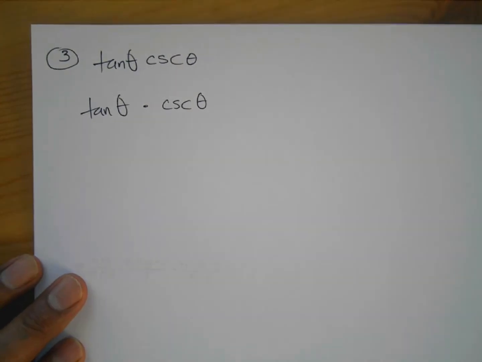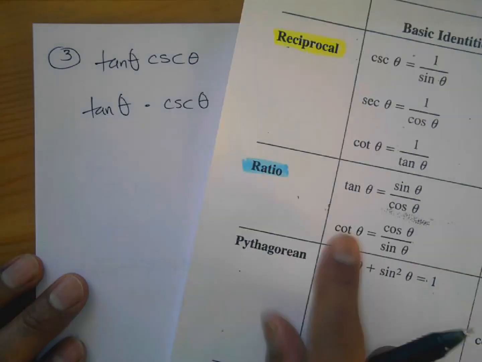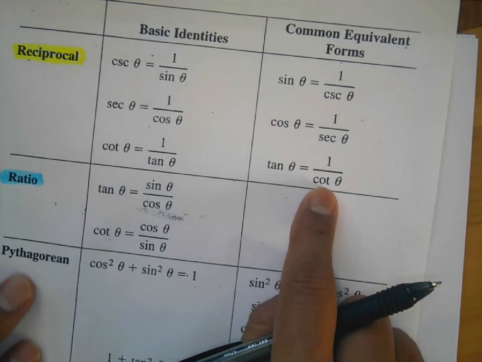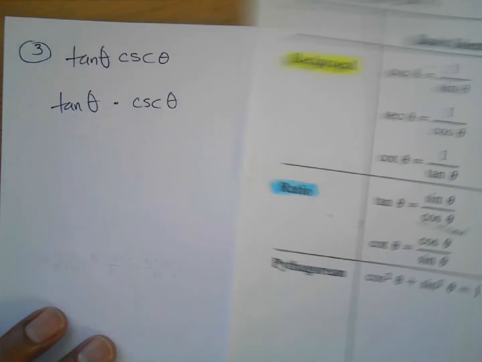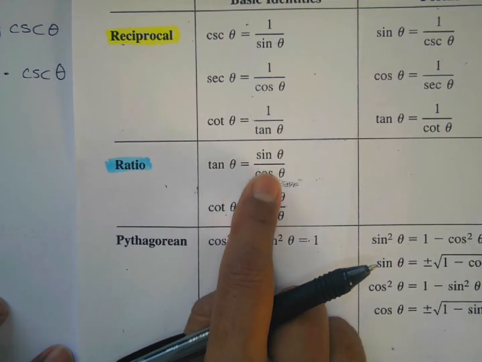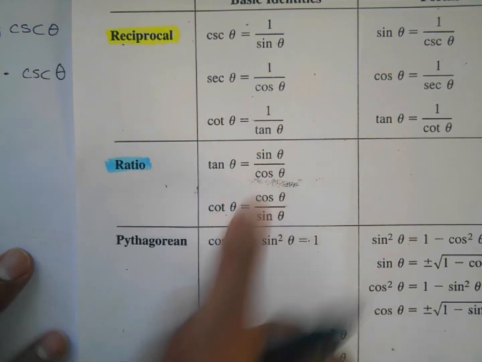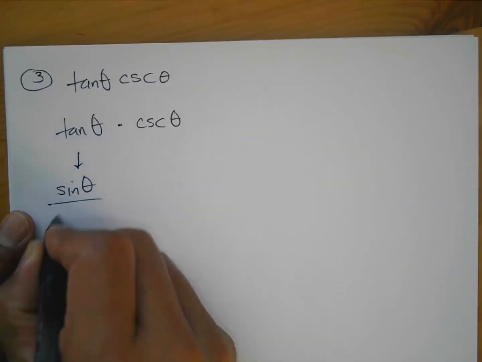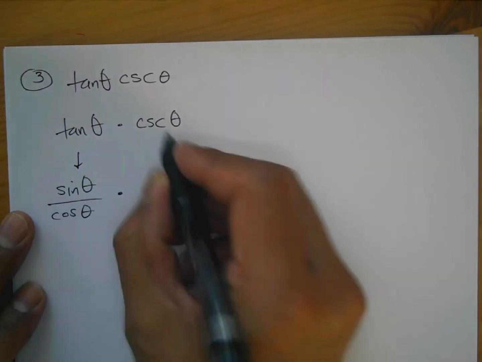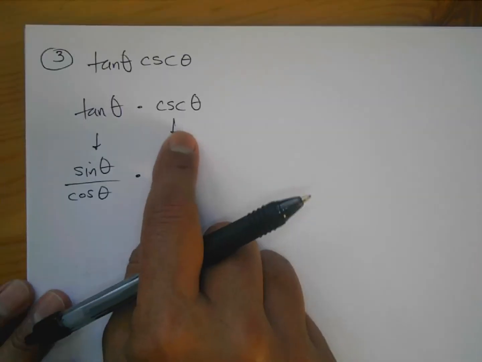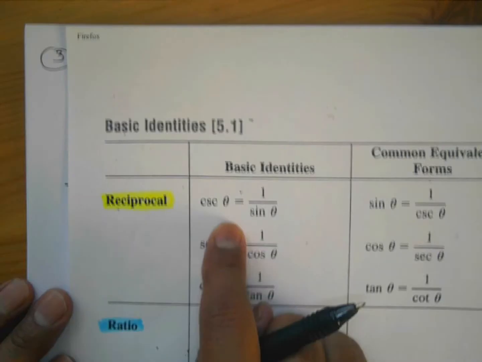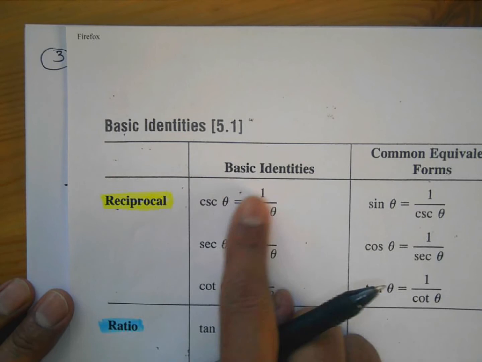So looking at your identities, I know tangent is what? Well, you're not going to put 1 over cotangent. We don't want to use cotangent. We want sine or cosine. Well, our new understanding for tangent is sine over cosine, times cosecant. What do I know about cosecant? Cosecant is 1 over sine, see?